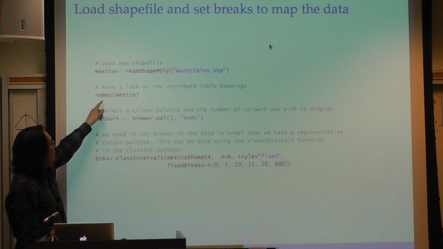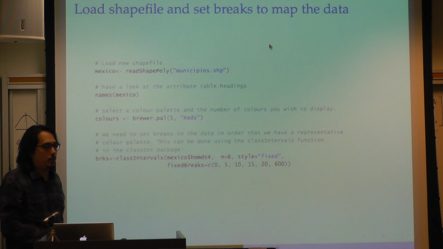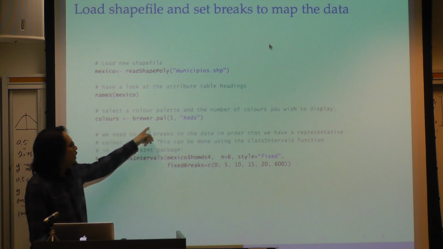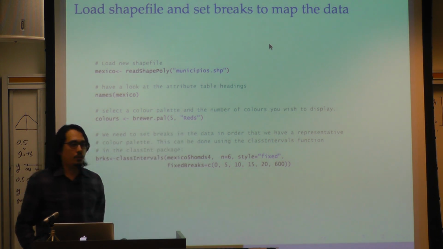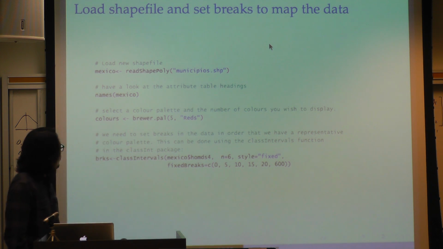And when you type this, you can see all the headers of the columns, right? And you will realize that all the new attributes were merged in. And here I'm just selecting the colors that I'm going to use to plot the map. It could be red, blue, etc.